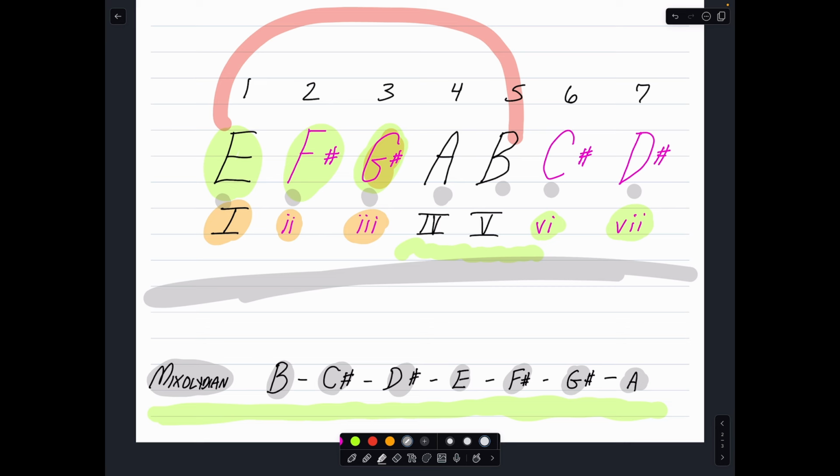Scales are modes. Some people disagree, but they're the same thing. I will do it from the low E as the root, and I'll just keep it simple. And that's how you do it. You've got to add slowly to your guitar toolbox.